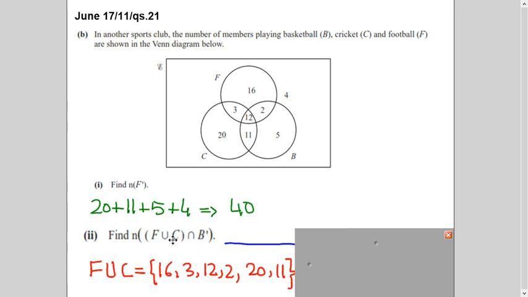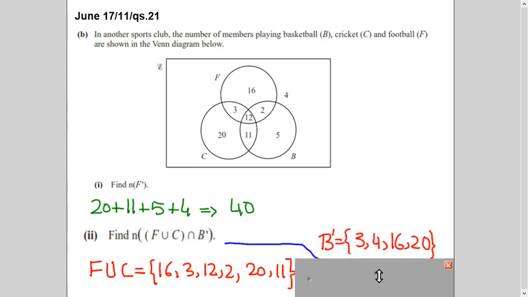So let's write down F union C first. So if I see F union C, I will write down all the members written here. Right now I will not add them up. I will write down the number as it is, right? So F complete and C complete. So I have put them in list here, right? After that, I will write down B complement. B complement means leave B. So what is left? 16, 3 and 20.